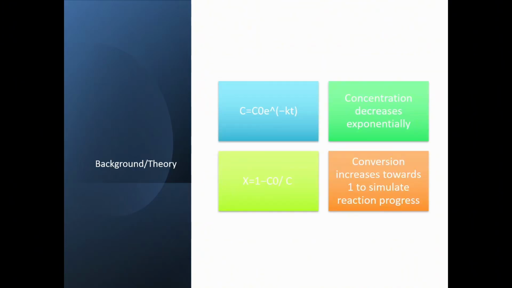Once we calculate the rate constant at a given temperature, we use a first-order reaction model where concentration decays exponentially over time. We also compute conversion, which shows how much of the reactant has been consumed, increasing from 0 towards 1.